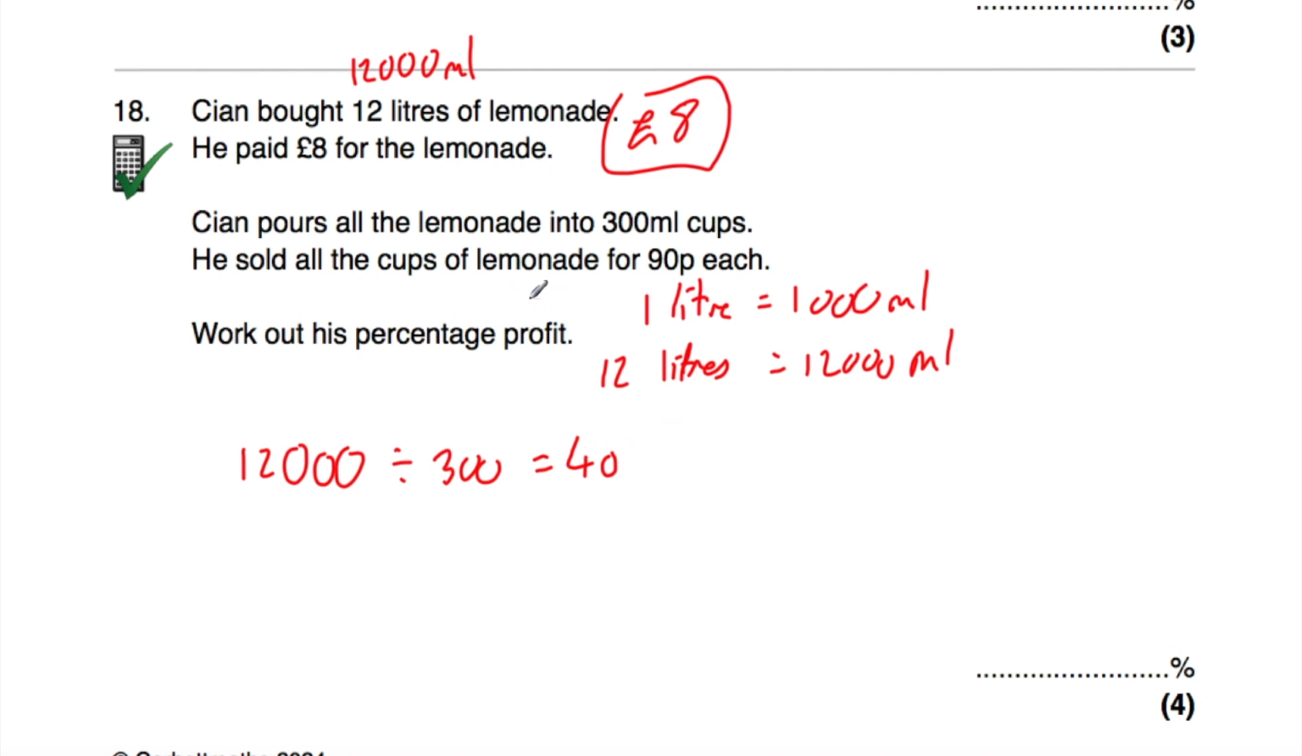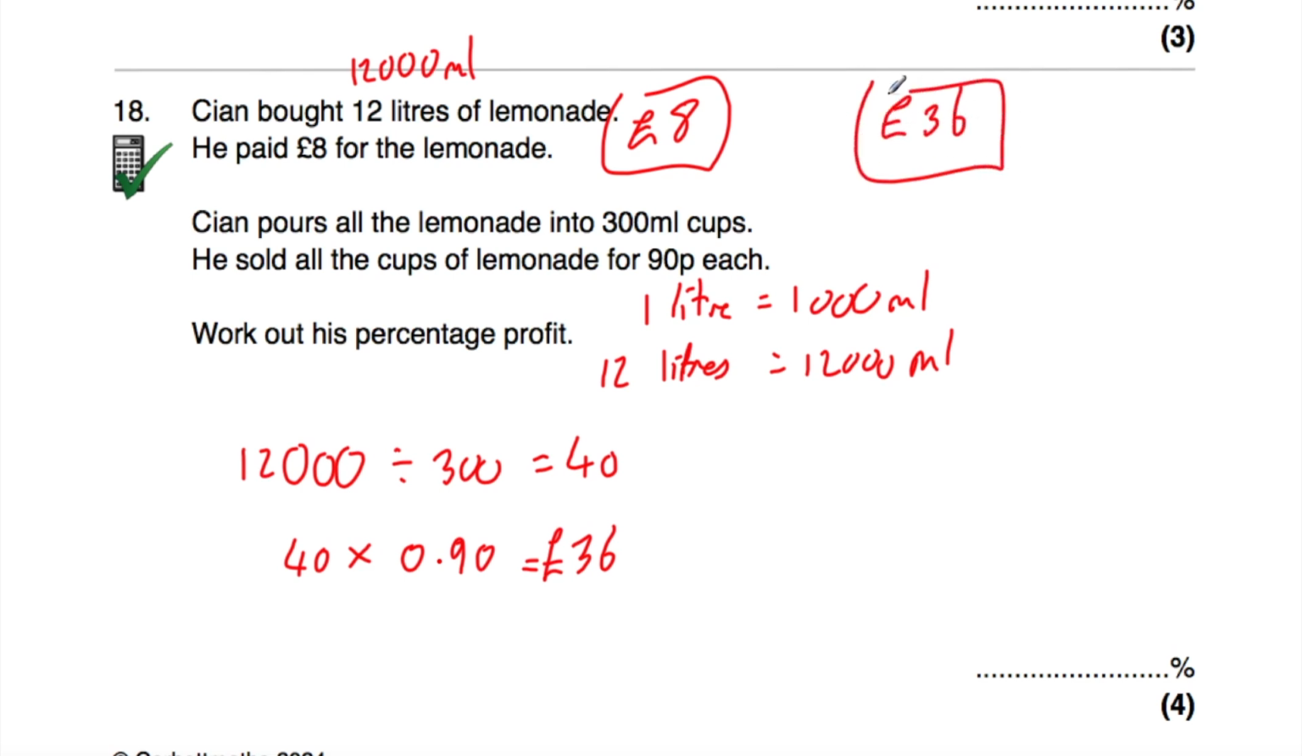He sells all the cups for 90p each. So if we do 40 multiplied by 90p, I can change it to 0.9 because we're dealing with pounds here. So 40 multiplied by 0.9, or 90p, is equal to 36. So he makes £36. £36 is how much he sells the lemonade for.